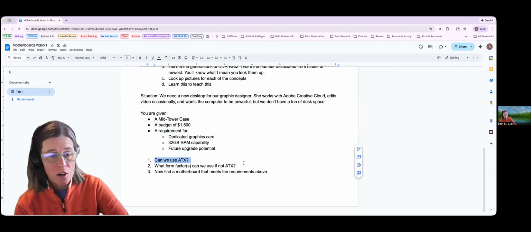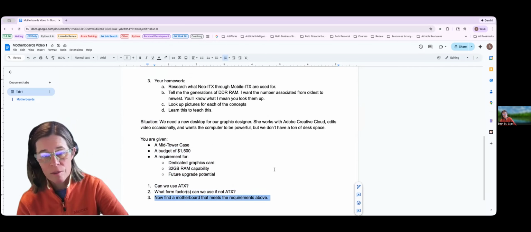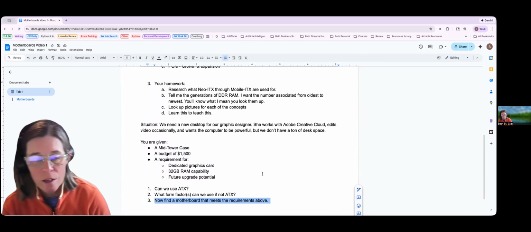So my three questions are, can we use ATX? What form factors can we use if we can't use ATX? And then find a motherboard that meets the requirements above. All right, I want you to find an actual motherboard.